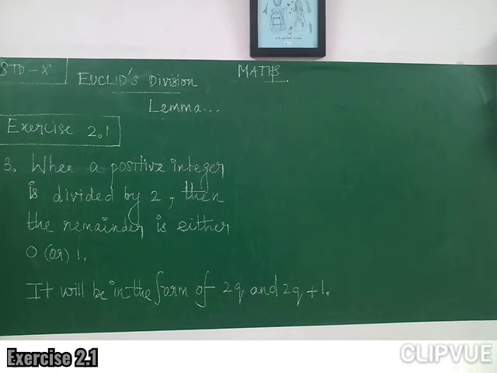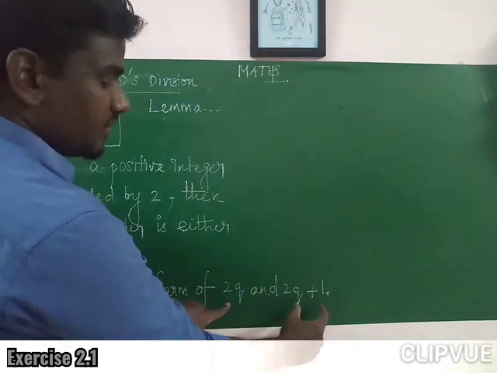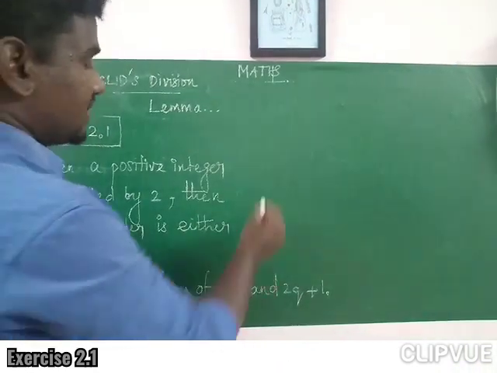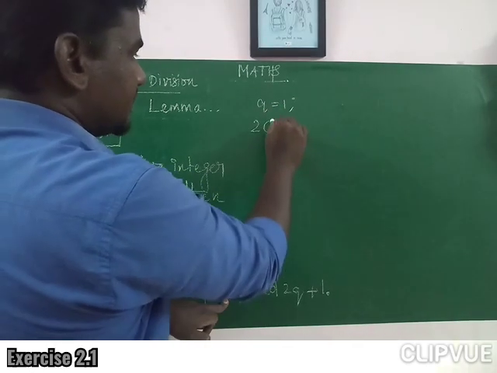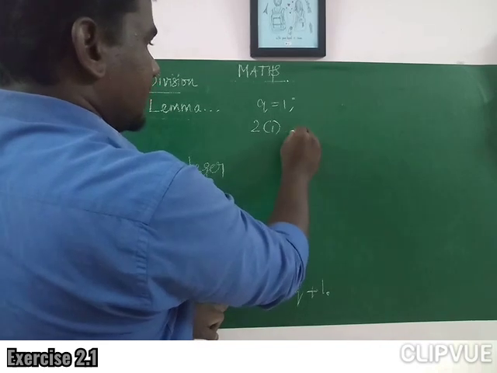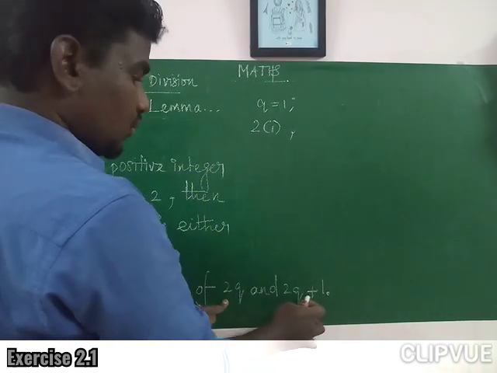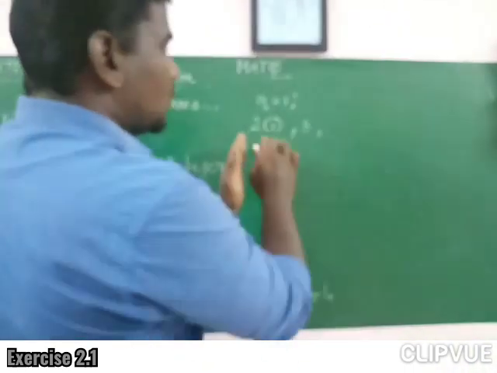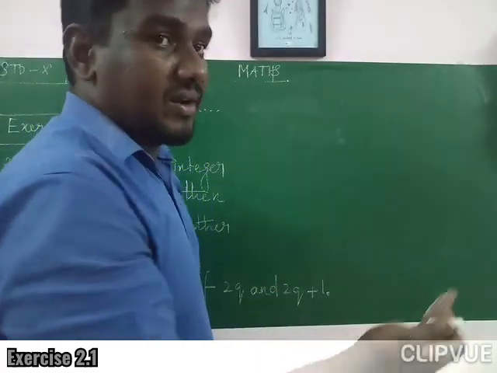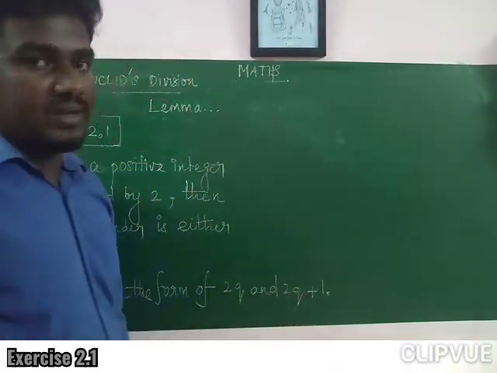2q and 2q plus 1 are consecutive integers. Can we take 2q and 2q plus 1? Yes. If you assign q equal to 1, what do we get? 2 into 1 is 2. The next one, 2 into 1 plus 1 is 3. So we get 2 and 3, and 2 and 3 are consecutive positive integers, you know very well. That's why I have taken 2q and 2q plus 1.